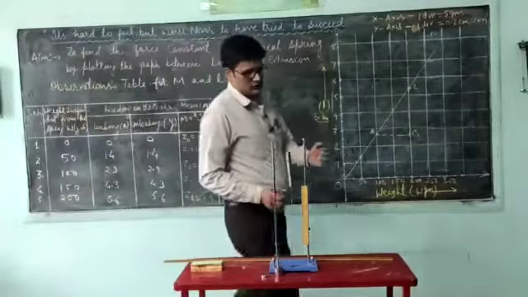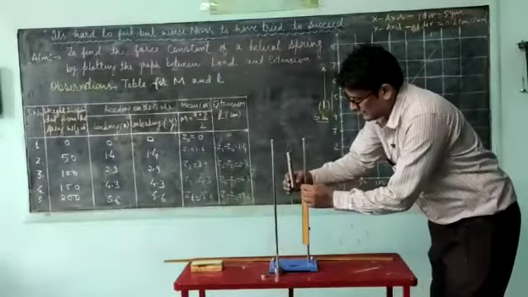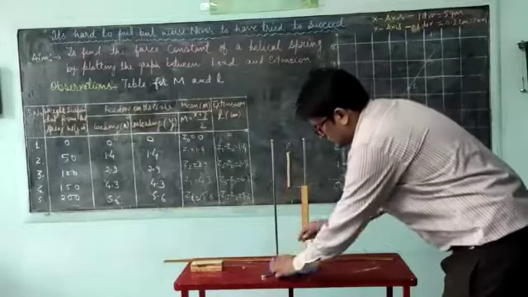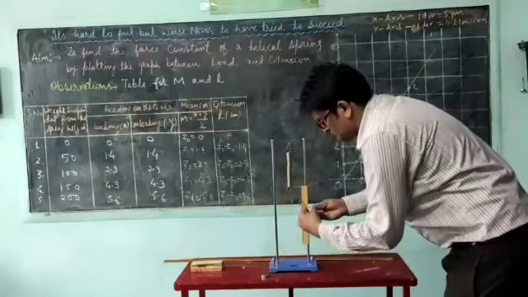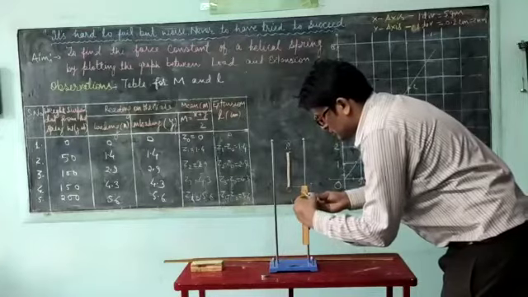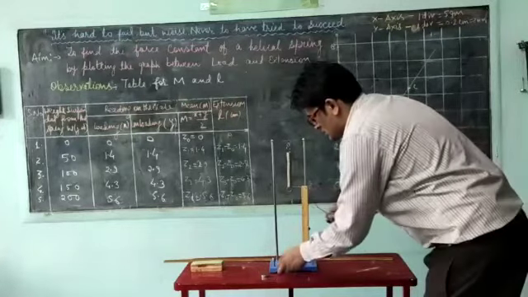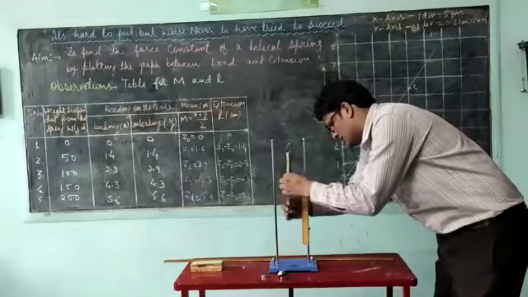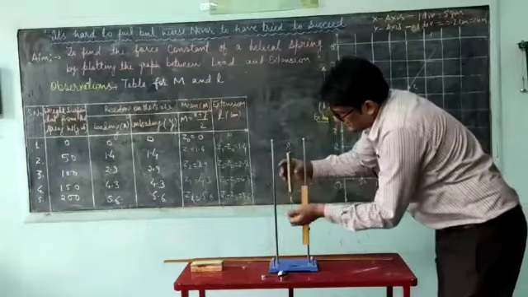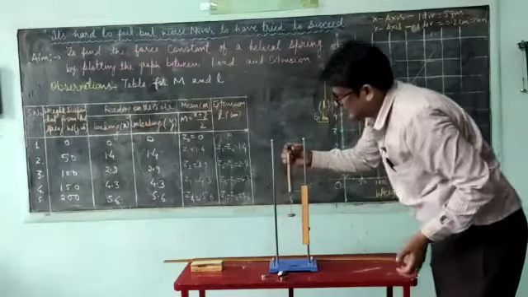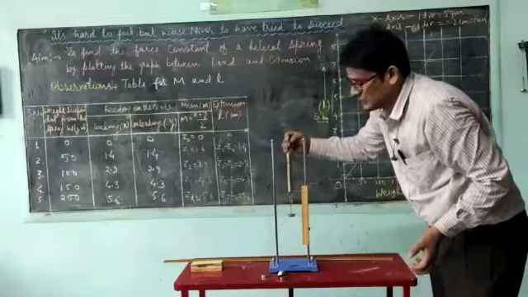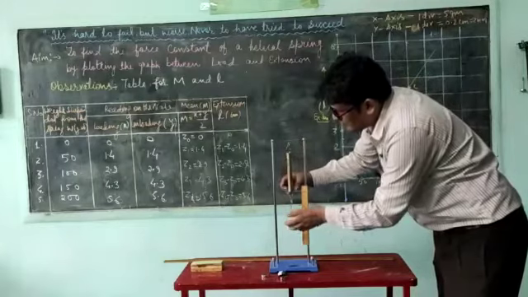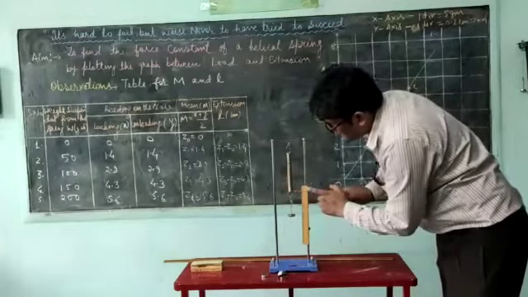The process of this practical is that weight is attached with the hanger at the other end of the helical spring. One end of the helical spring is attached with the rigid support, the rigid stand, and the other end is connected with the 50-gram weight with the hanger. Then we will take the readings.